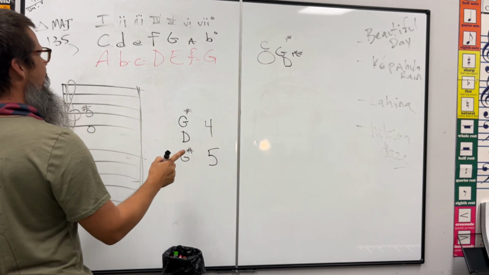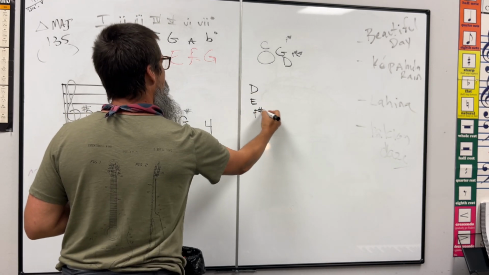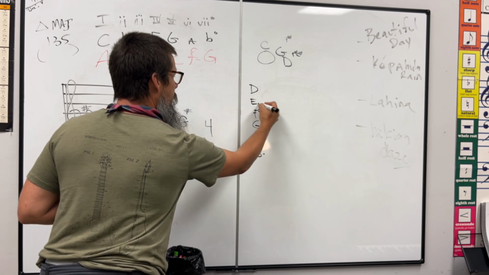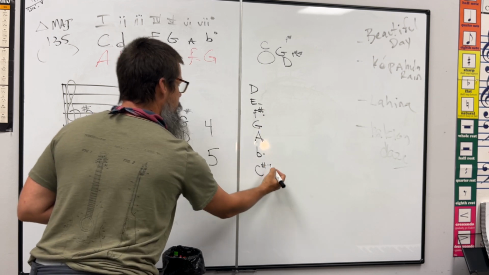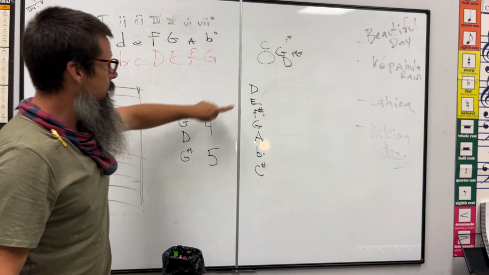So when we say D major, we say D major, E minor, F sharp minor, G major, A major, B minor, and then we've got our C sharp diminished. So our question was, is G sharp in the key of D?